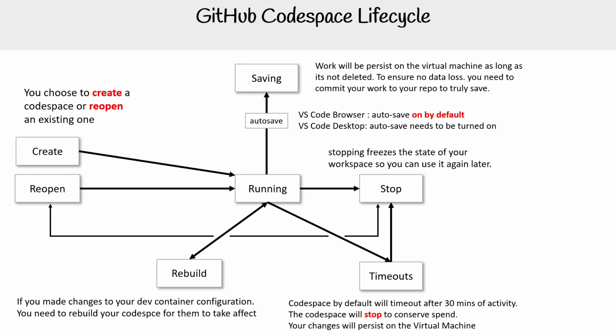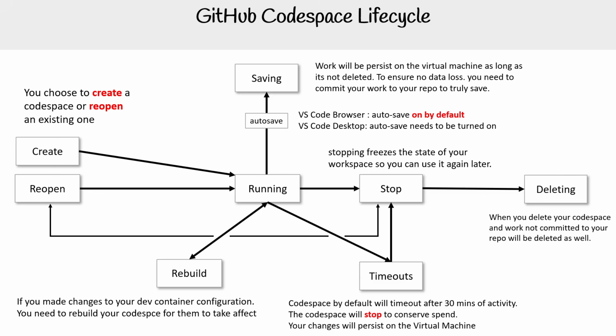For VS Code Desktop, auto-save needs to be turned on, apparently. But when I was using it, I never ran into any issues. It just seemed to work. When you're done with your environment, you can delete it. You don't have to delete it if you think you're going to start it up again because you're not having any spend while it's deleted, but there could be some limits in terms of how many workspaces or Codespaces you have, so you might need to delete some, but there you go.